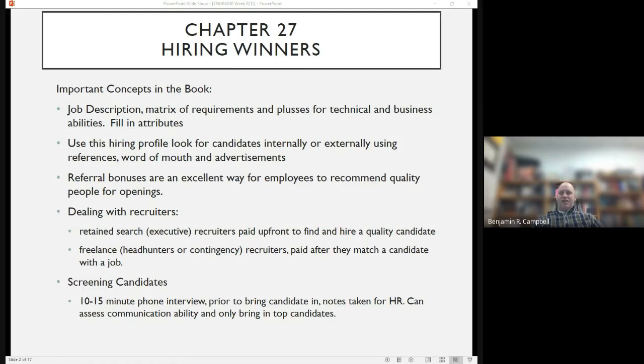You can then use this hiring profile that you develop to look for candidates both internally and externally, using multiple ways of finding potential people. You can use references. You can use word of mouth that you're looking for someone, or advertisements. And now there's things like LinkedIn and other platforms where you can post jobs.